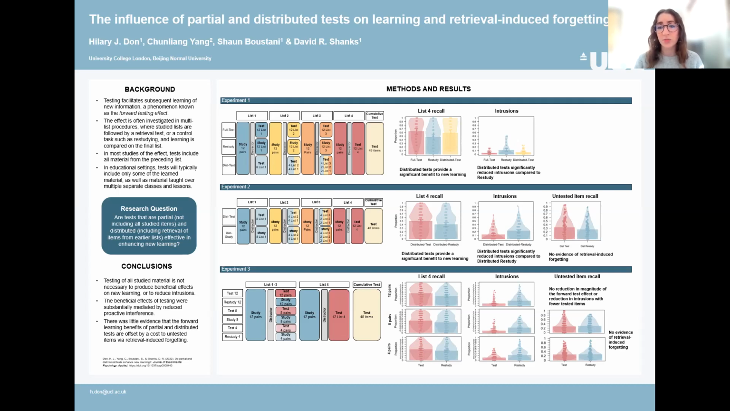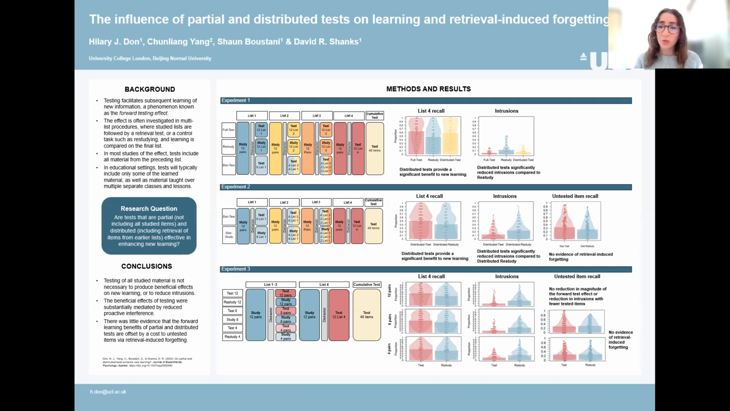So we wanted to test whether interim tests that are partial, so not including all studied items, and distributed, so including retrieval of items from earlier lists, are as effective in enhancing new learning. We also wanted to test whether any benefits of partial tests would be offset by retrieval-induced forgetting, where retrieval practice of only a subset of items can impair recall of untested items.